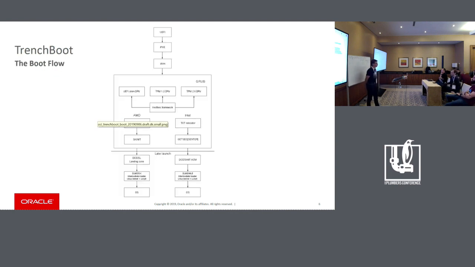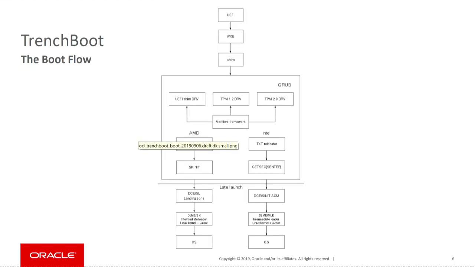How the boot flow looks like. So at the beginning, we have UEFI, then UEFI can run iPXE, and iPXE can run shim, and then we have a bootloader. Currently, all developments for dynamic launch are done around GRUB, and there are some features which currently exist in the GRUB. First of all is the verifiers framework. It is code on top of which we provide features, for example, UEFI shim driver, TPM drivers.